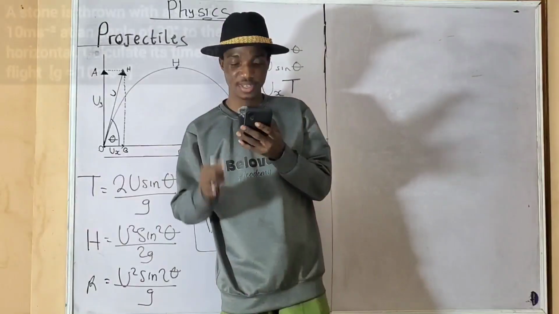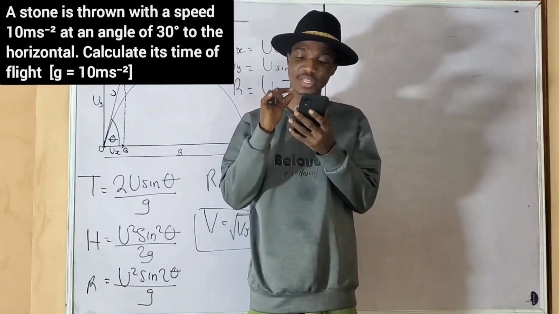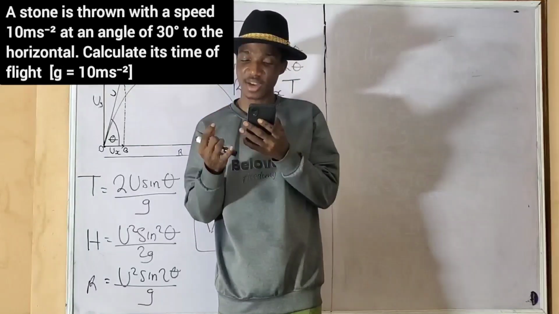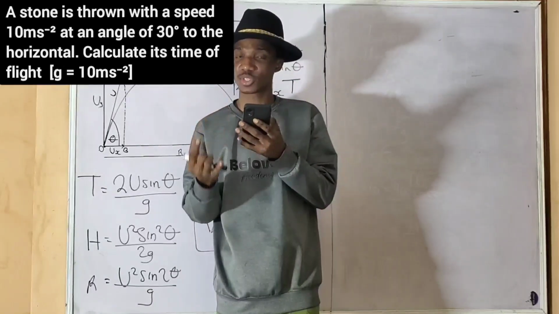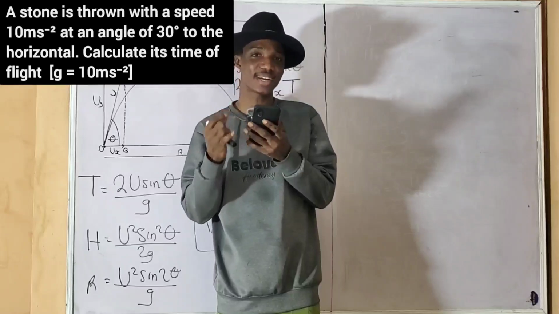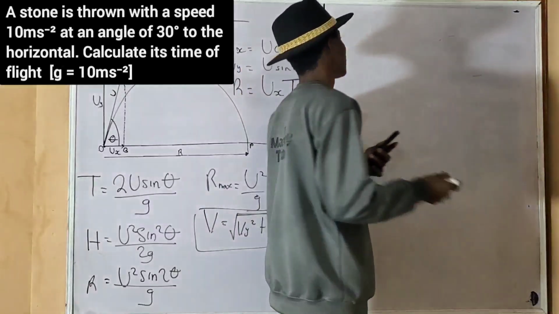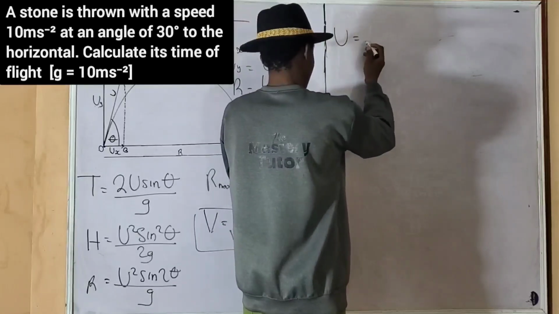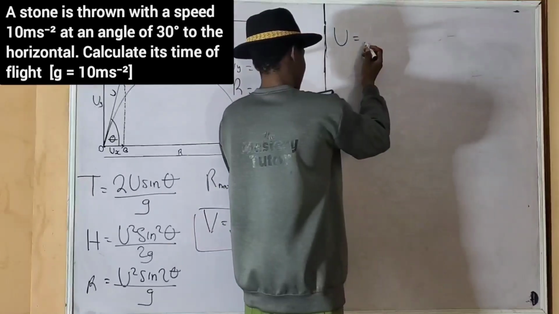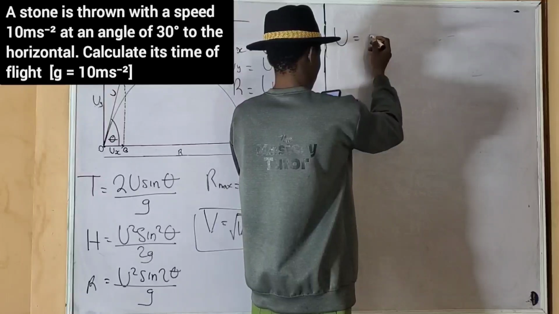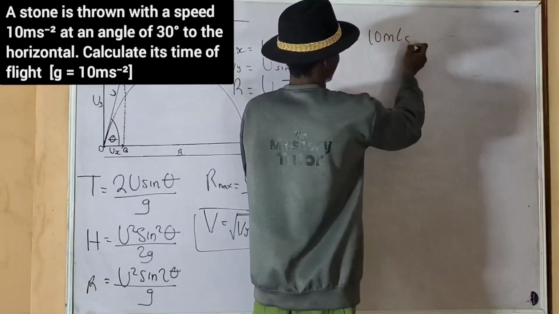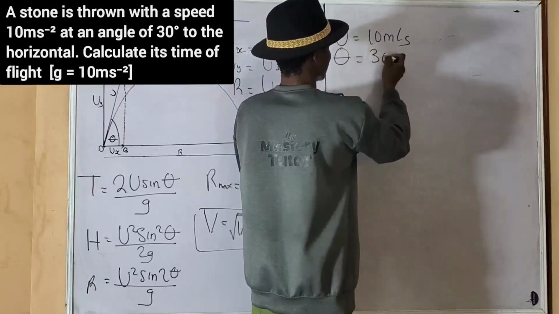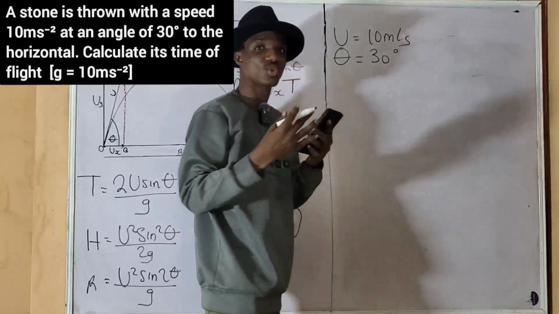A stone is thrown with a speed of 10 meters per second at an angle of 30 degrees to the horizontal. Calculate its time of flight. From the question, we are given the velocity with which the stone is being projected, that is 10 meters per second. And the angle to the horizontal is 30 degrees. That is the angle with which the stone is being projected.